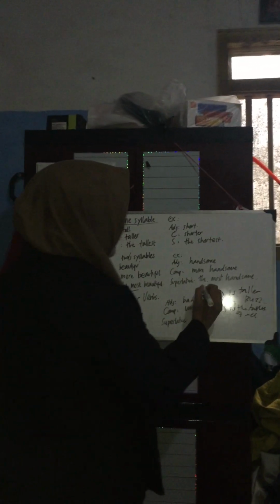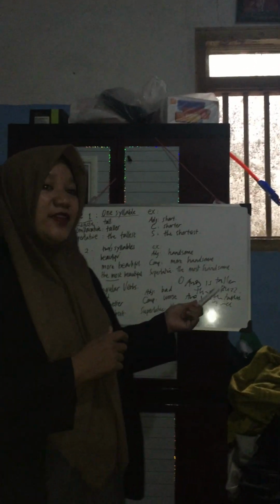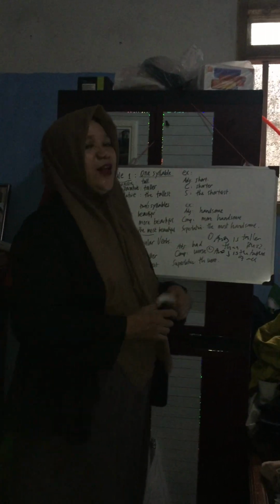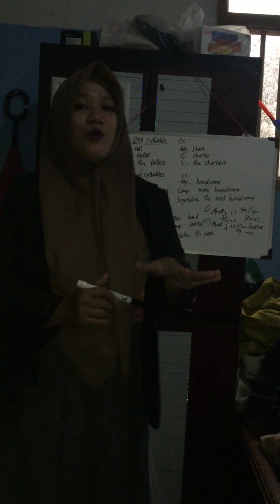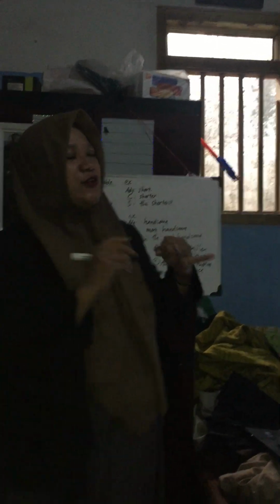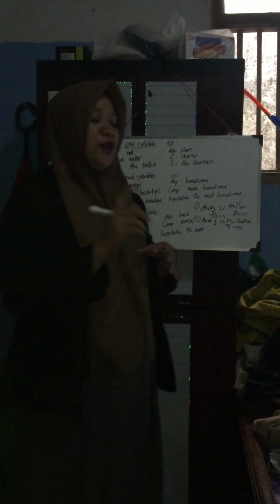So, the first sentence, Andy is taller than Buzz. This is what we call comparative adjectives. What do we call? Comparative adjectives. And what about the second one? The second is Andy is the tallest of all. What do you call that? That is superlative adjective.